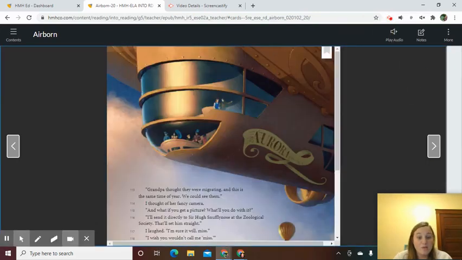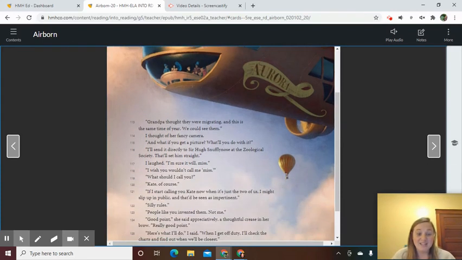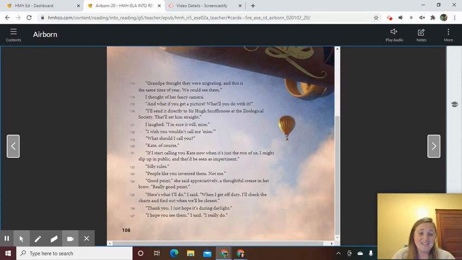Grandpa thought they were migrating, and this is the same time of year. We could see them. I thought of her fancy camera. And what if you get a picture? What'll you do with it? I'll send it directly to Sir Hugh Snuffly Nose at the Zoological Society. That'll set him straight. I laughed. I'm sure it will, miss.